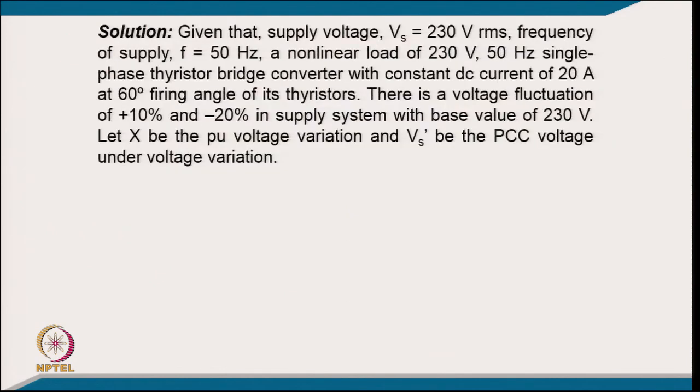And coming to the numerical part of this, given a supply voltage of 230 volt RMS and frequency of 50 hertz, a non-linear load of 230 volt 50 hertz single phase thyristor bridge converter with a constant current of 20 ampere at 60 degree fire angle of thyristor, and there is a voltage fluctuation of plus 10% minus 20% in the supply system with a base value of 230 volt, let x be the per unit voltage variation and Vs dash be the voltage across the variation.